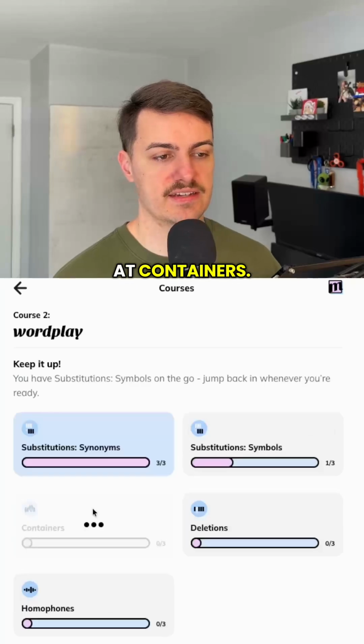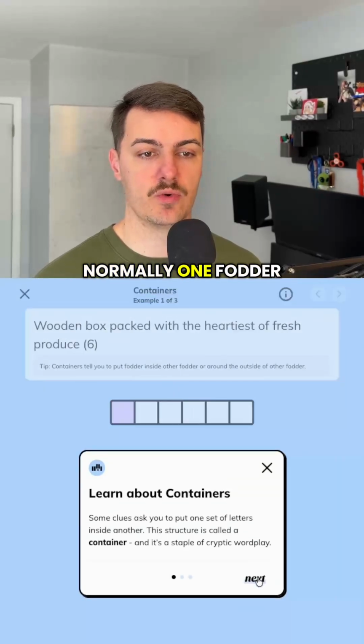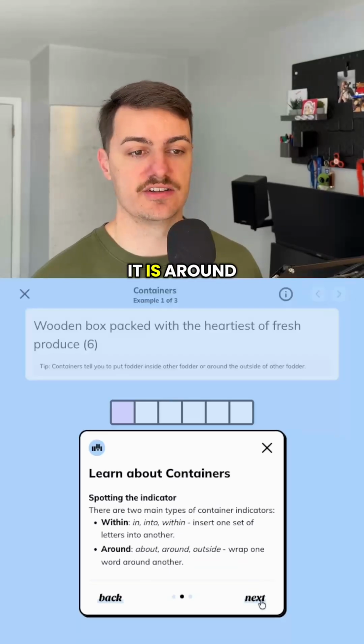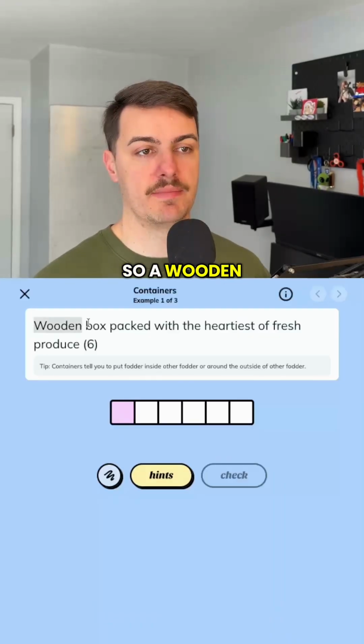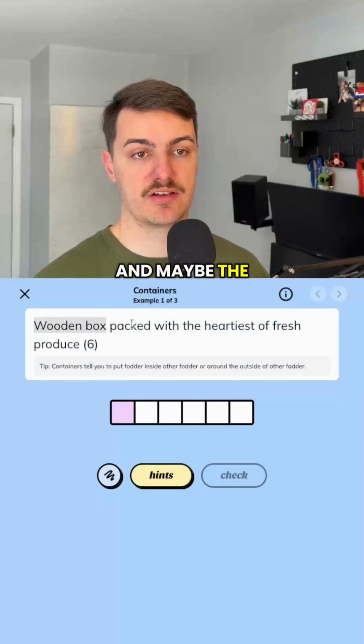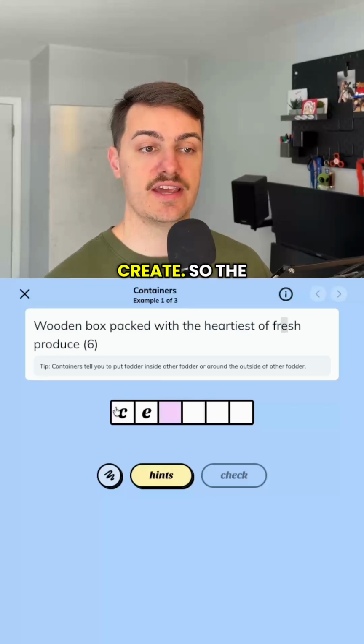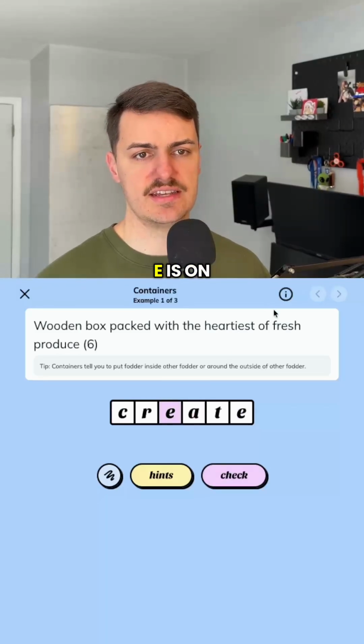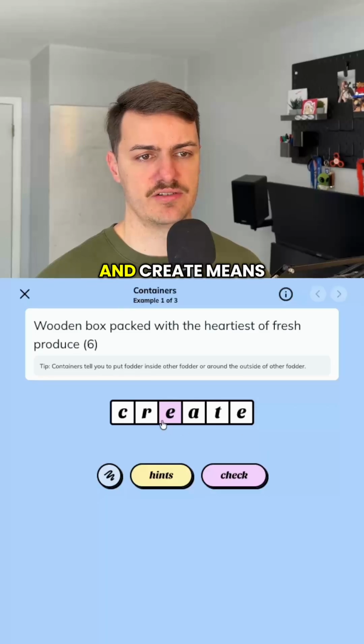Okay, let's look at containers. So containers are normally one fodder contains another fodder. It is around it or within it. So a wooden box could be a crate, and maybe the crate is packed with the heart of fresh, and we get create. So the crate is on the outside and E is on the inside because E is the heart of fresh and create means produce.